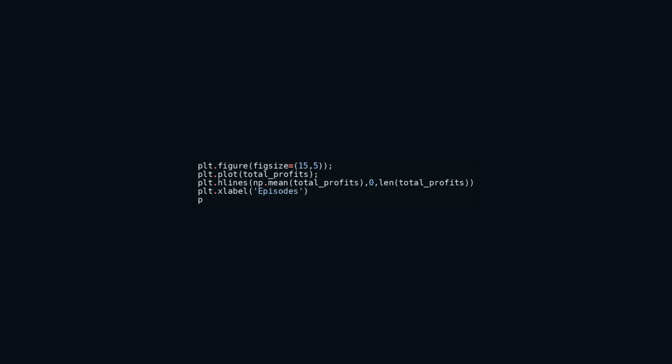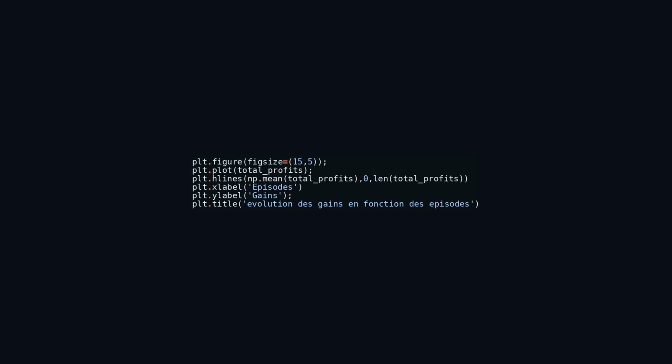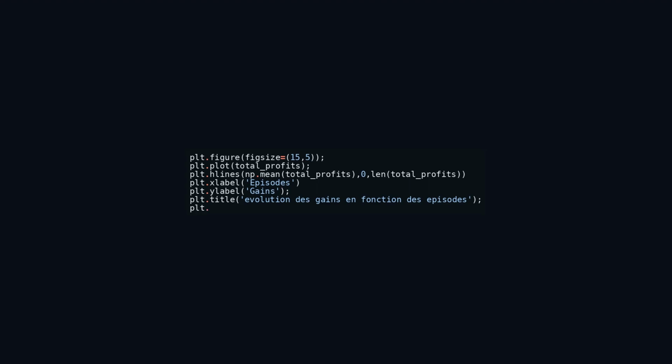Moving on, plt.xlabel('episodes') sets the x-axis label as episodes. Similarly, with plt.ylabel('gains'), the y-axis label is set as gains. Subsequently, the line plt.title('Evolution des gains en fonction des épisodes') establishes the title of the plot as "Evolution des gains en fonction des épisodes", translating to evolution of gains as a function of episodes. Lastly, by including plt.grid(), grid lines are introduced to the plot, enhancing readability and aiding in the interpretation of data points.